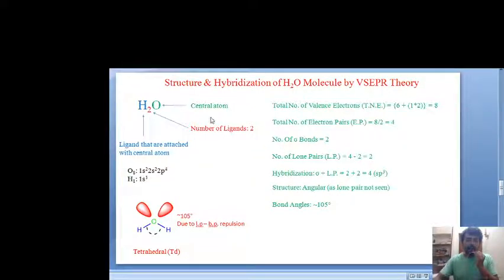And the number of sigma bonds is equal to the number of ligands, that is equal to 2. As the electron pairs are 4 and sigma bonds 2, the remaining 2 are the lone pairs. The hybridization is the contribution of sigma plus lone pair, that is 2 plus 2, equal to 4. So the hybridization is sp3 hybridization, and the structure from VSEPR theory is tetrahedral.